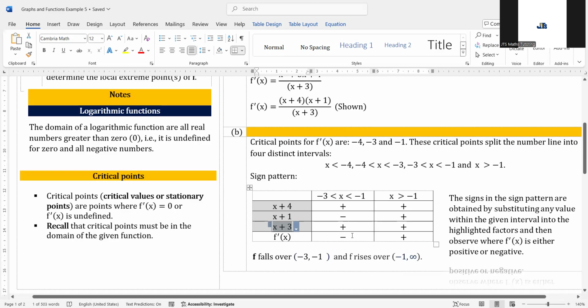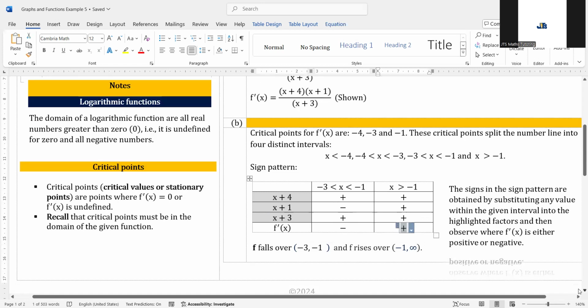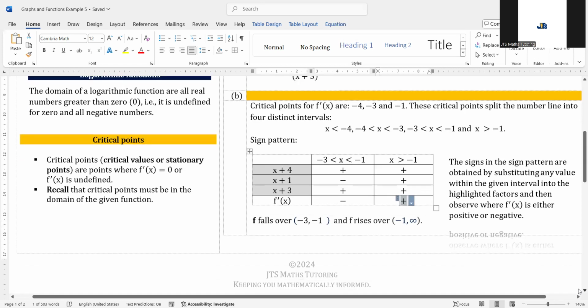Right, now I want you to know and understand that when you are using your sign pattern or sign table, f falls where we have the final outcome negative on the sign pattern, and f rises where we have a positive. So it means f falls within this interval right here, because this is where we have a negative sign, and it rises within this interval here because this is where we have a positive sign on the sign pattern. Beautiful.